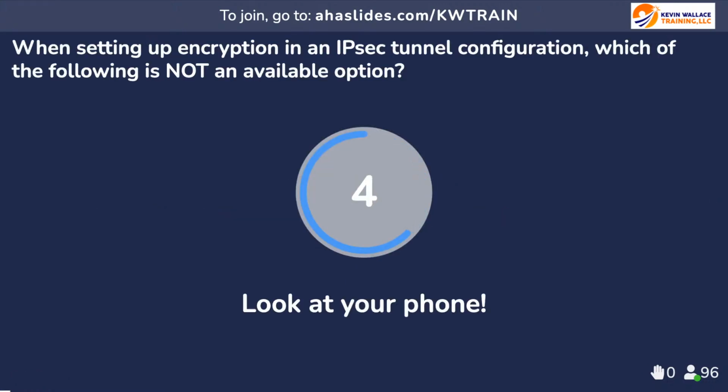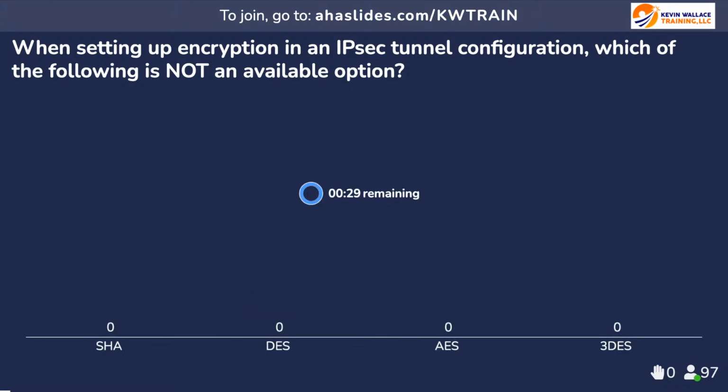When setting up encryption in an IPsec tunnel, which of the following is not an available option? We have SHA, DES, AES, and triple DES. Go ahead and submit those answers.